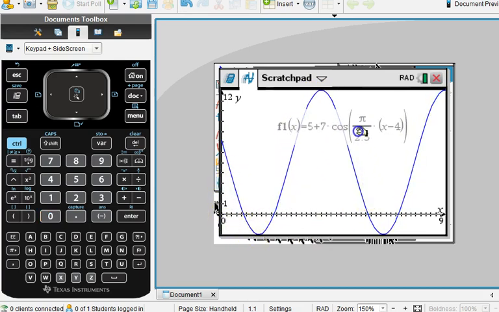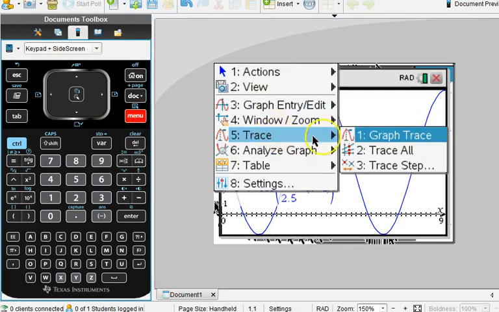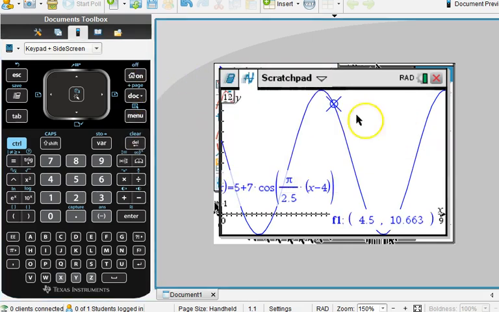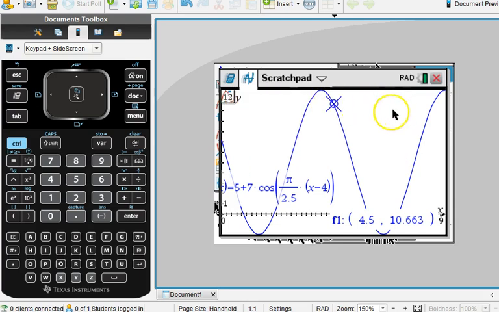Now we could double check a couple of the points too. If I go to Menu, Trace, and Graph Trace, when you're in Trace you can hover over here and it says enter a number to jump to that independent value. So independent is x. So if I wanted to double check that one of my middle points was correct, and I type in 5.25, I should see that I am on the sinusoidal axis, which is 5.